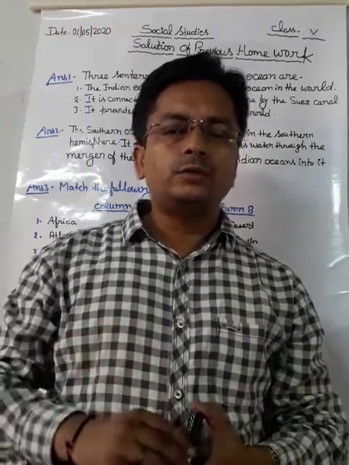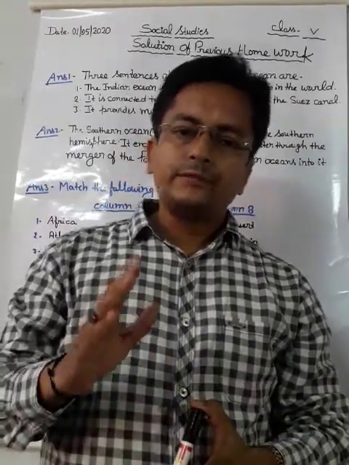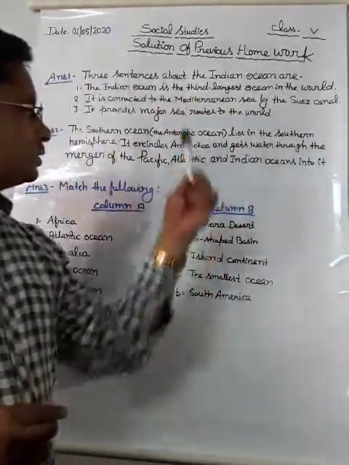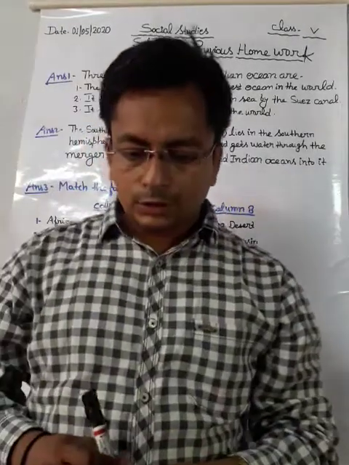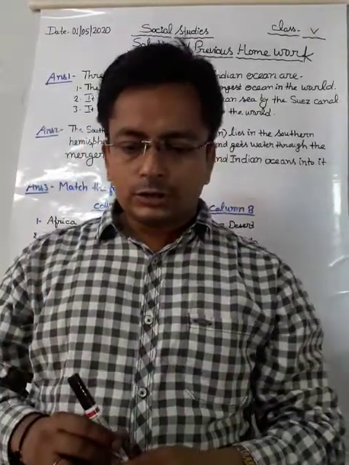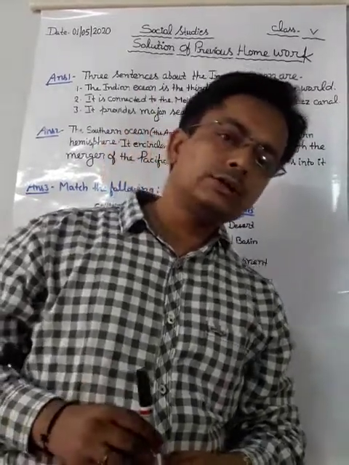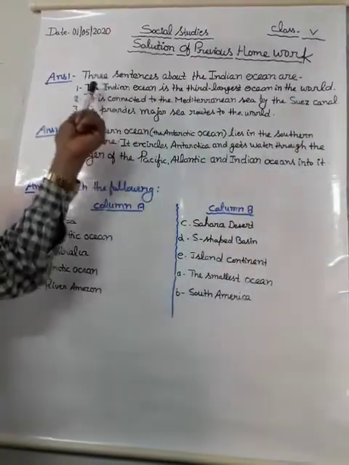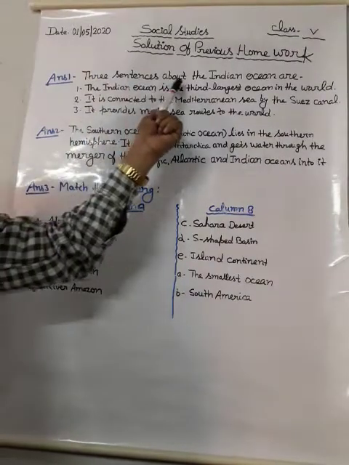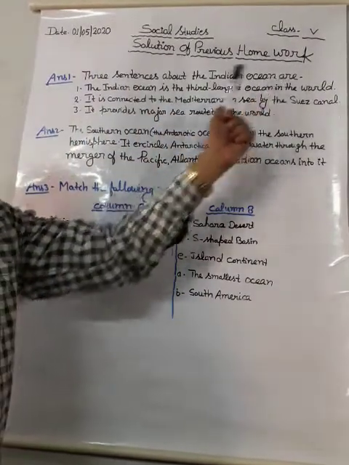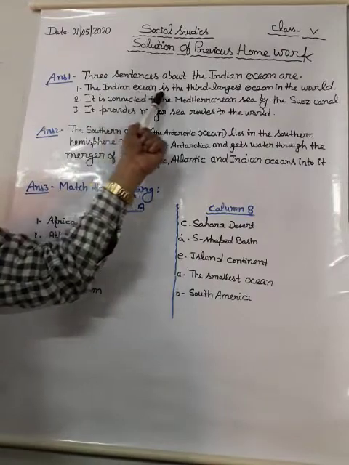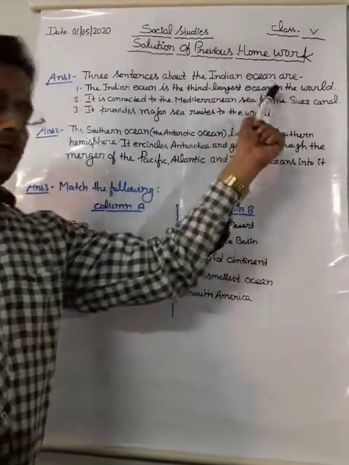First of all, we will discuss our previous homework. You can see on the board here is the solution. The first question is: write three sentences about the Indian Ocean. Three sentences about the Indian Ocean are: the Indian Ocean is the third largest ocean in the world.